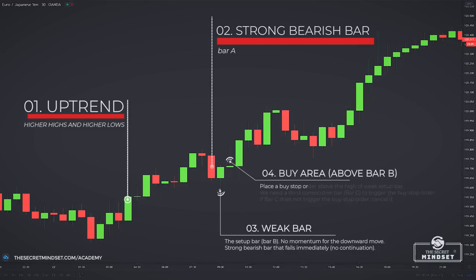Fourth, we trade in the direction of the upward trend by fading the counter-trend move. Place a buy stop order above the high of the weak setup bar, so the buying area is right above the high of the weak bar, which follows the strong bearish bar, with a stop loss below the low of the weak bar. Practically, we need a third consecutive bar, bar C, to trigger the buy stop order. If bar C doesn't trigger the buy stop order, cancel it.